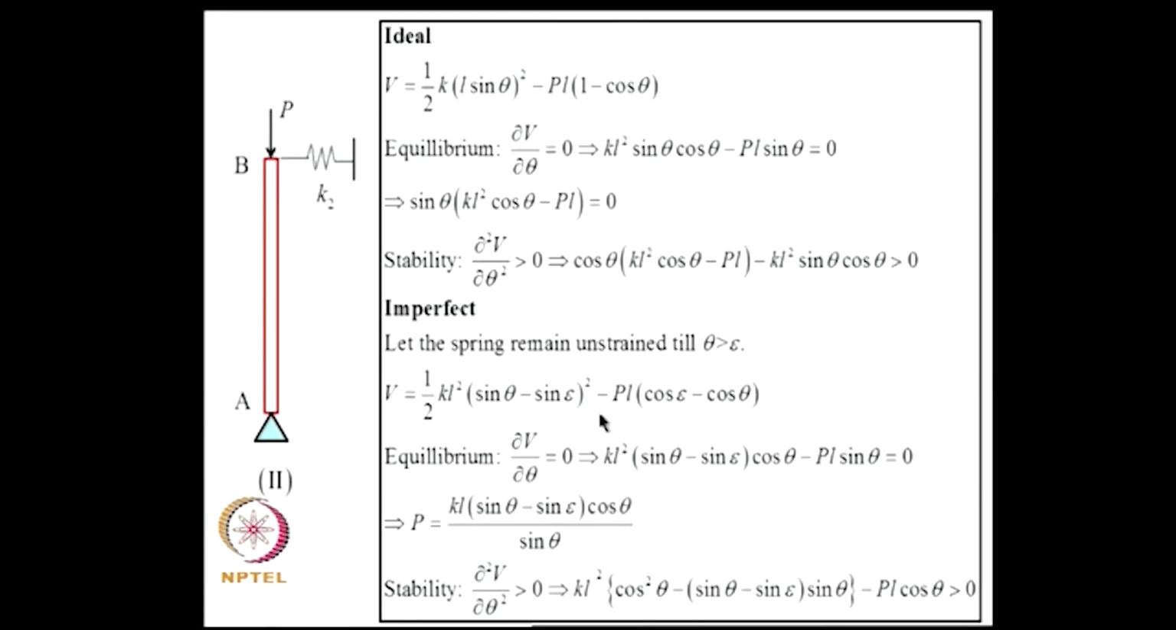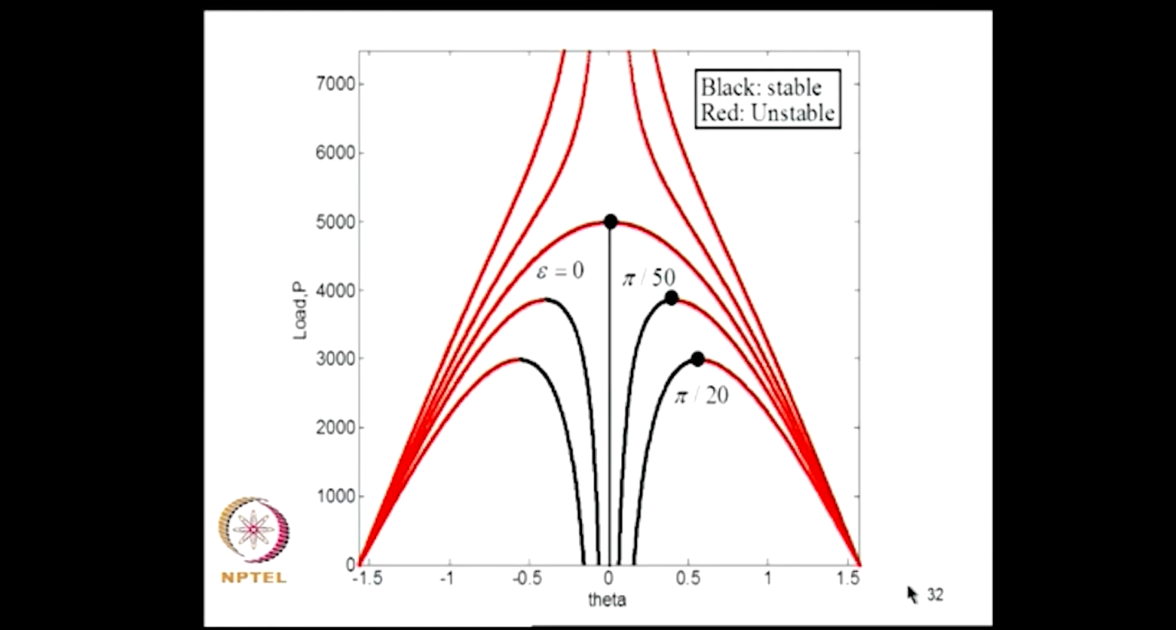Now again let us assume that there is a free play, and let the spring remain unstrained till theta crosses epsilon. Then V is given by this, and the condition for equilibrium is this, a load deflection path, and this is a condition for stability. So we can write a small program to plot this, and at every value of P, theta you substitute into this and see whether the point is stable or not. That is what I have done. Now if you plot this, something interesting happens.